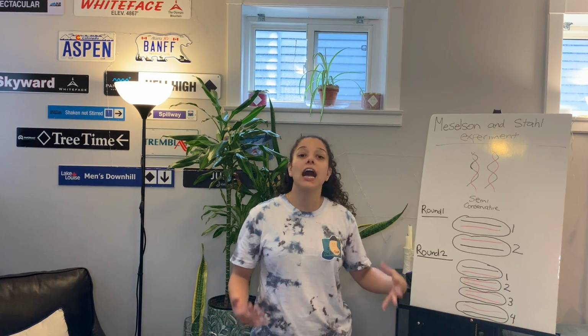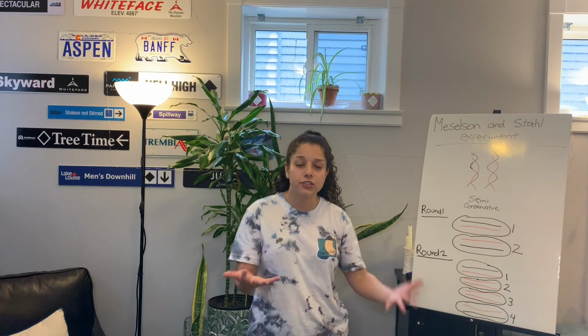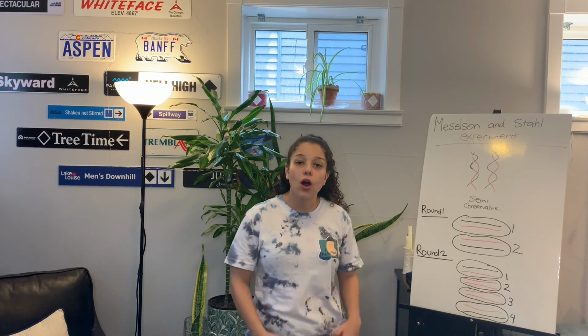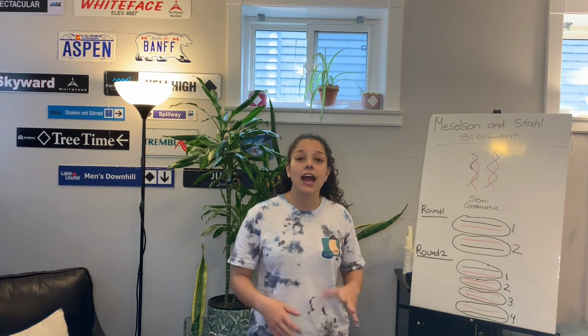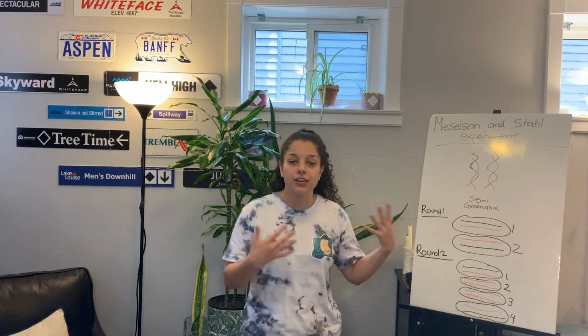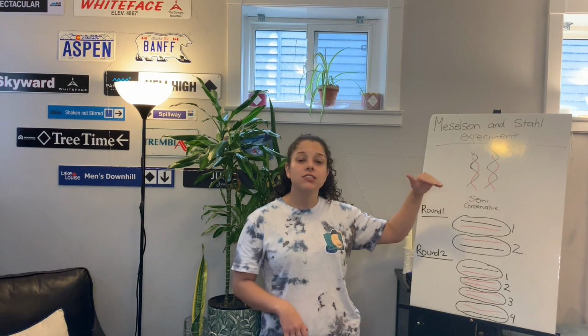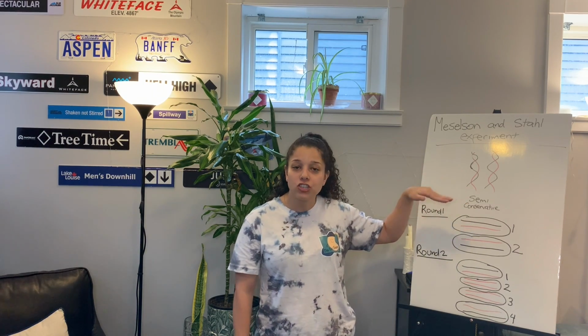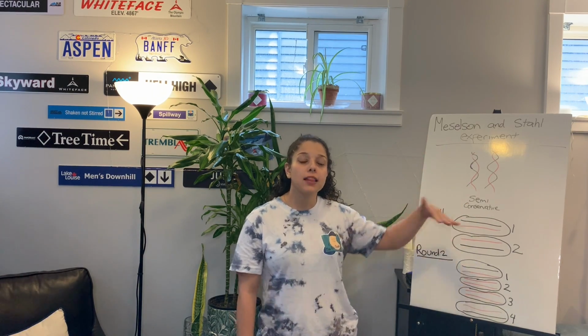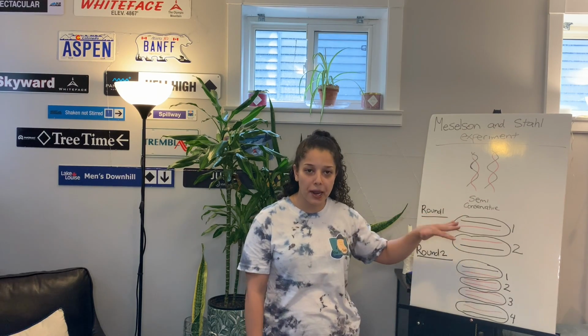And so that was why after 1 round of replication in the Meselson and Stahl experiment, we saw a test tube that had that intermediate weight of nitrogen. That was because each helix contained an old strand, which was marked with that heavy nitrogen, and the other strand was marked with that light nitrogen because it was new DNA.